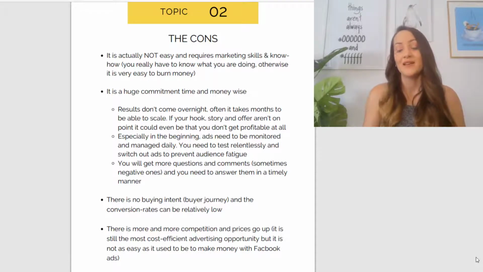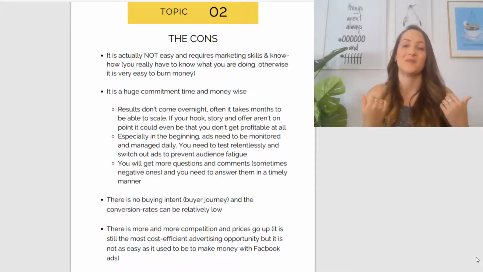And not only the management of the ads, but also the general social media management, because the more people you have on your account and engaging with your ads, you will get questions. Sometimes you will get mean comments and it just needs to be moderated and managed. So also that is something you have to take into consideration.